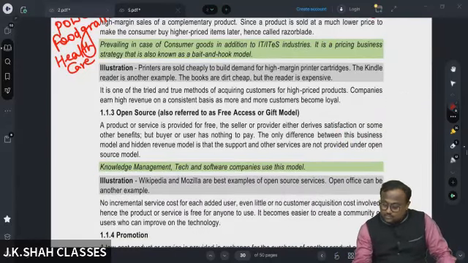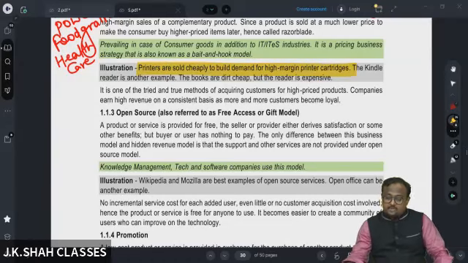See, printers are sold cheaply to build demand for high margin printer ink. The Kindle reader is another example where the cost is less. But the reader is expensive.